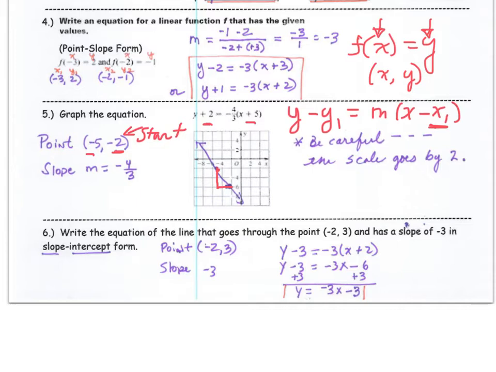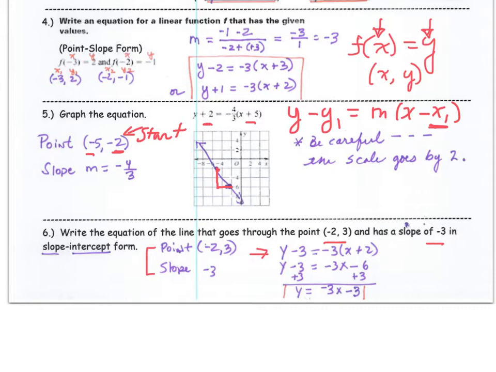Okay, number 6. Number 6 says write the equation of the line that goes through negative 2, 3 and has a slope of negative 3. Again, you constantly have to think about what you're given. We are given a point and a slope. So it makes sense in this problem to start with point-slope form, which is the first thing that I did right here. I filled in my point-slope form.